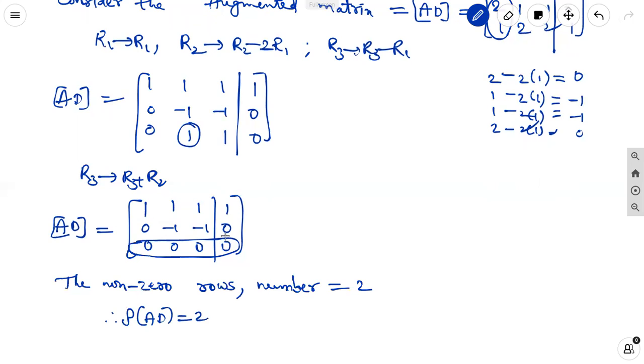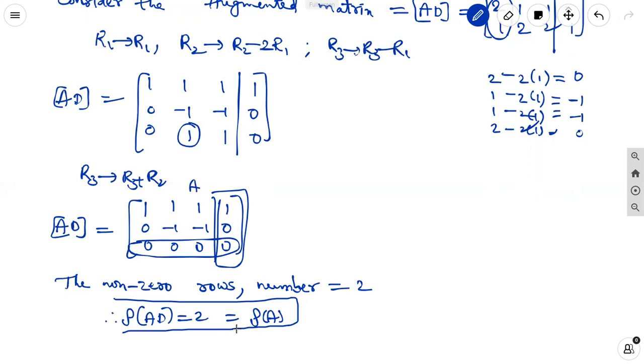Next we can take the elimination of only the A matrix. In that also, the number of non-zero rows is 2, so the rank is 2. Here the rank of AD is equal to 2, equal to the rank of A. Therefore, it has a solution.